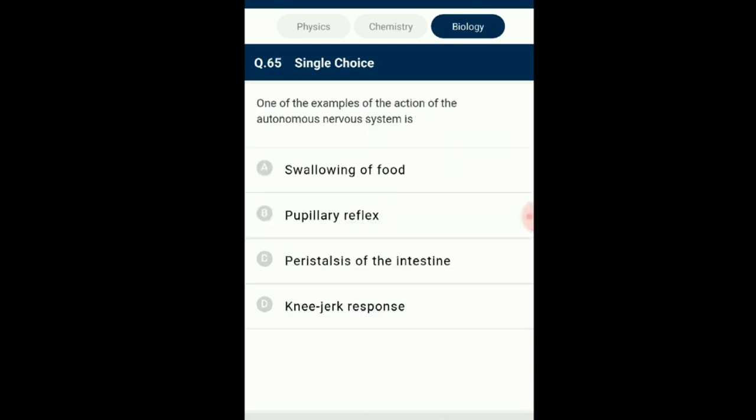Question number 65. One of the examples of action of the autonomic nervous system is: the autonomic nervous system regulates and coordinates involuntary activities like heartbeat, homeostasis, body temperature, breathing, gut peristalsis, and secretion of glands. The human intestine shows movements during food digestion called peristalsis. So the answer is option C, peristalsis of the intestine.